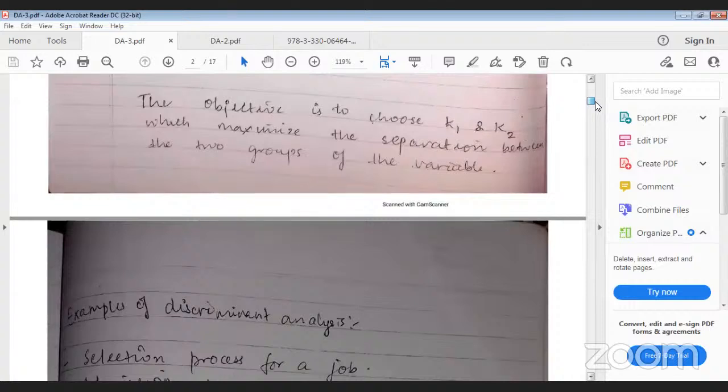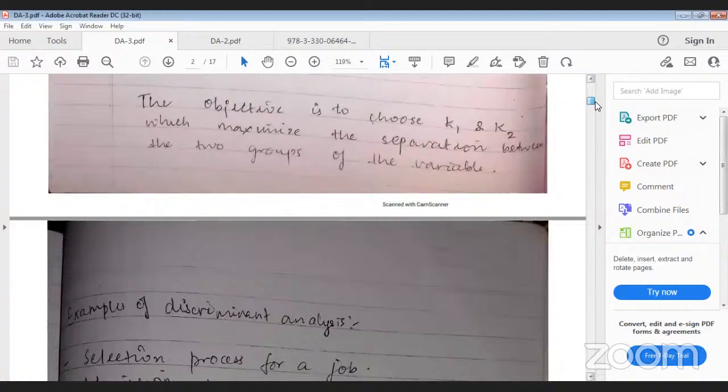You have to separate in such a way that the separation is maximized. x1 and x2 will be given to you, but you have to choose k1 and k2 in such a way that they maximize the separation between the two groups of the variable, say boy and girl, so that there is no confusion. And how to separate them? By choosing k1 and k2. That means we have to find k1 and k2, while x1 and x2 are given.